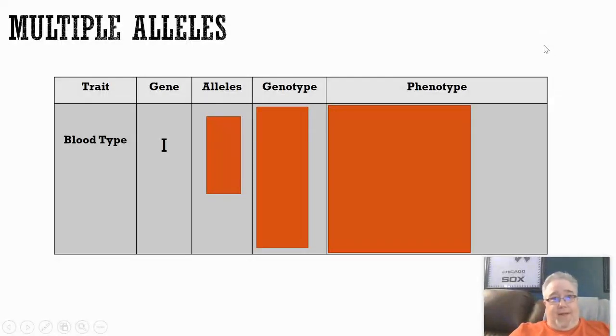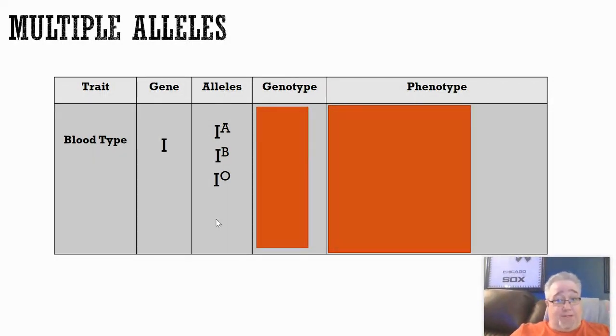Now, again, like every trait, there's different forms of the gene. Notice in this case, we have 3 different versions. Everything we've done up to this point has only had 2. I don't care if it's regular dominance or codominance or incomplete, there's always 2. But in this case, there's 3. So that's why we call this one multiple alleles.